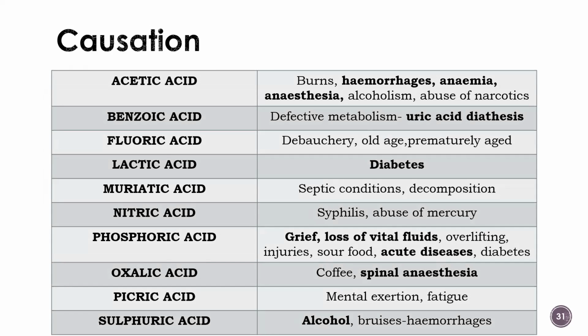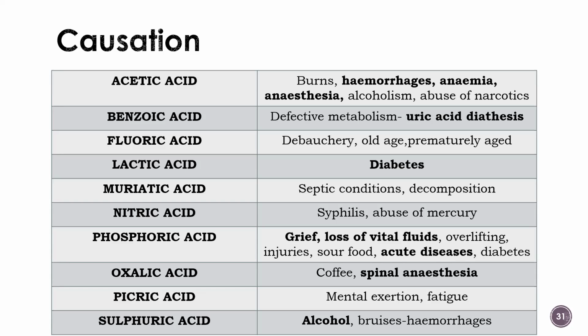Lactic acid, mainly diabetes is the cause, or it acts better in diabetic cases. Muriatic acid is given for your septic fevers, low-grade fevers, where there is decomposition, breakdown of blood, excessive blood loss, then septicity. You can think of muriatic acid. Nitric acid, you can think of syphilis and abuse of mercury. And at the mental level, you can think of mortification, vindictiveness, desire to take revenge. All those things can come in nitric acid.